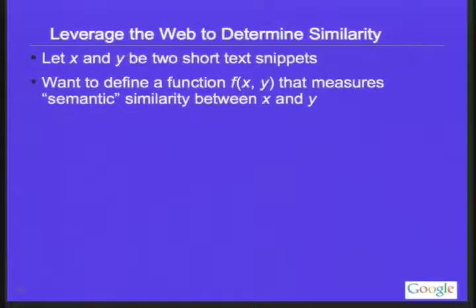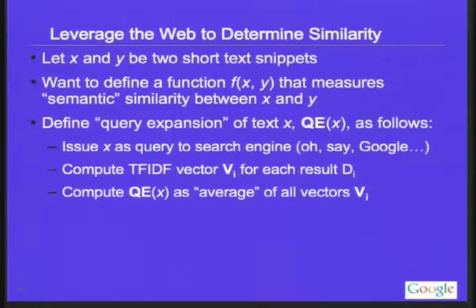Let x and y be two short text snippets, and we want to define a function that measures the semantic similarity between x and y. One approach for doing this is to define the query expansion as follows. Take x and send that as a query to, say, a search engine like Google, and get back a whole bunch of documents. So the words artificial intelligence would have been the query. Send it off to Google, and it comes back with, say, 20 results.